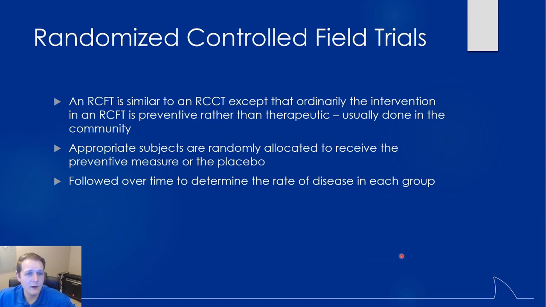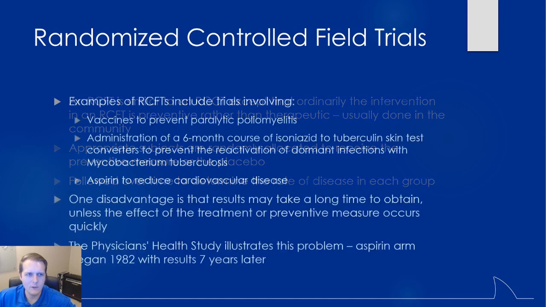As I mentioned, field trials are very similar to clinical trials, except they're usually for some sort of preventative measure. You'll find that it's still appropriate to randomly allocate patients to whether they receive the preventative measure or the placebo, and then you follow them to look for the rate of disease in each group. So very similar to a clinical trial in that respect.